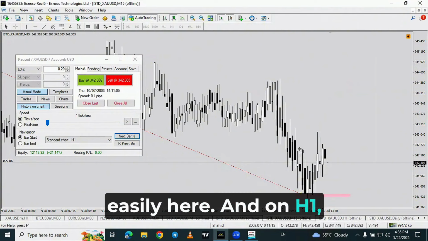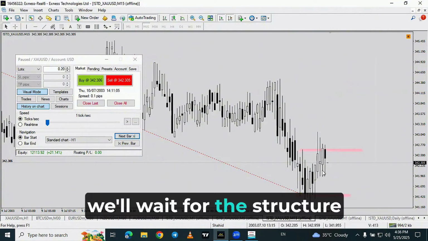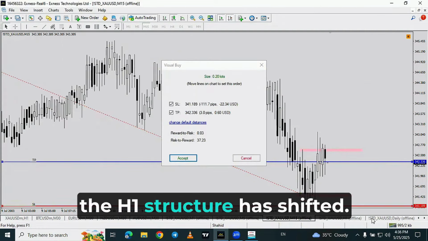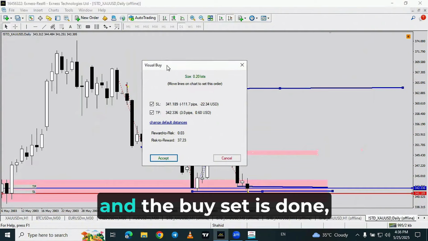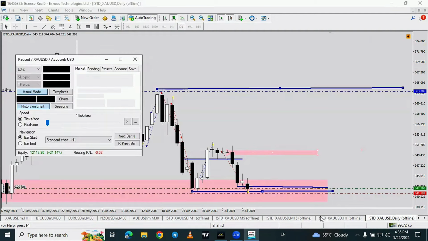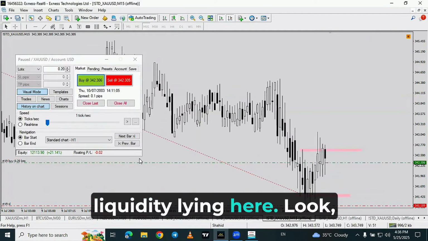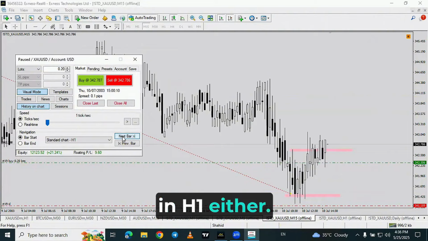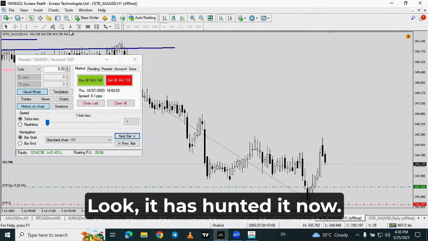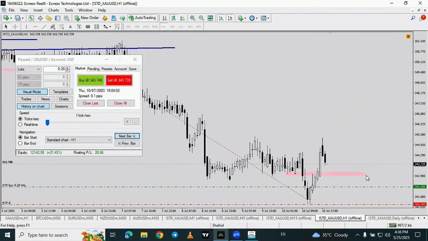And on H1, we'll wait for the structure to shift. If it does, we'll enter again. If you see the H1 structure has shifted, the sell side is done and the buy side is done, and there's no range liquidity lying here. Look, it hasn't hunted it in H1 either. Now let's see what the market does, but now it has made it here. If it hunts it, we'll police it. Look, it has hunted it now.